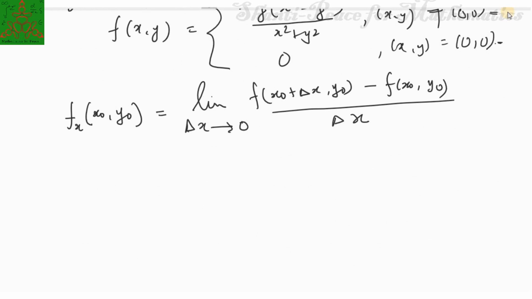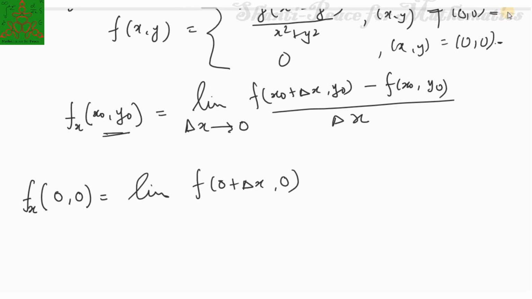Here, you have to calculate the partial derivative of f with respect to x at the point (0, 0). So here (x0, y0) is the point (0, 0). So this turns out to be f of (0 plus delta x, 0) minus f of (0, 0) upon delta x as delta x tends to 0. Now what is this? 0 plus delta x comma 0 is (delta x, 0). That means your x is non-zero, so that is the definition you have to apply, and f of (0, 0) gives you 0.